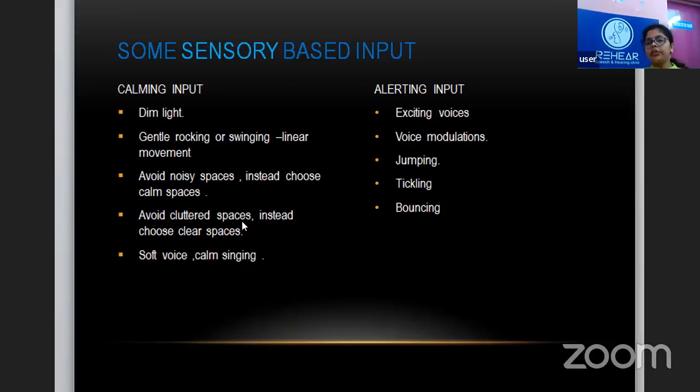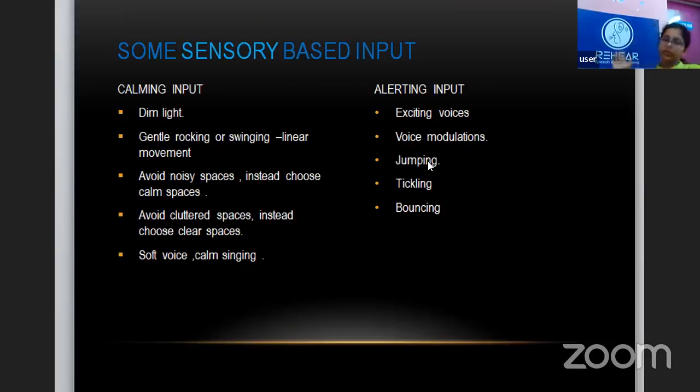And alerting input is for low arousal kids, who are shut down and always in their own world. In that case, you need to give spaghetti hands and shake their hands to alert them, to get to the optimal zone. You need exciting words, like hello. And voice modulation: high, then low, then high, then soft. Jumping also will alert them more.